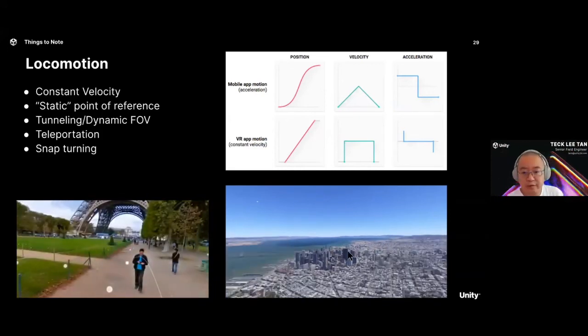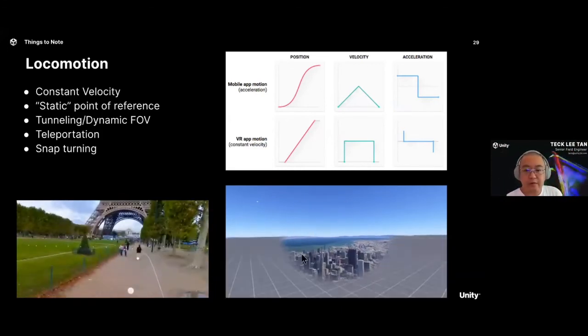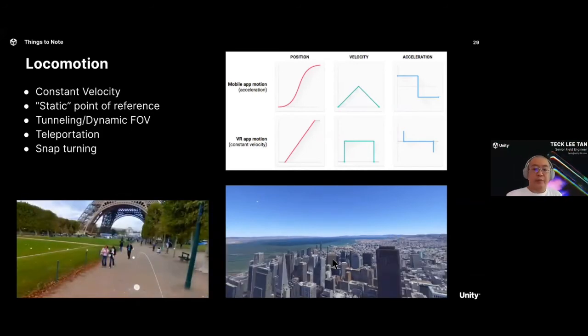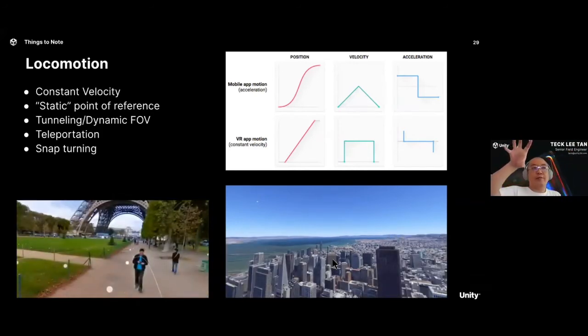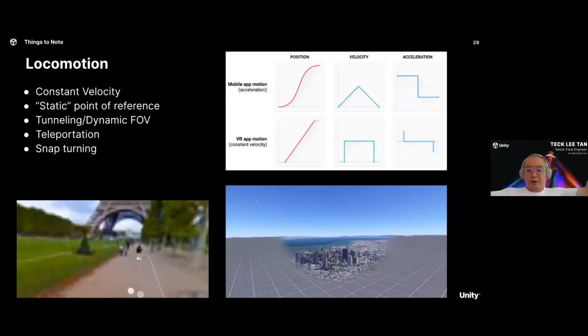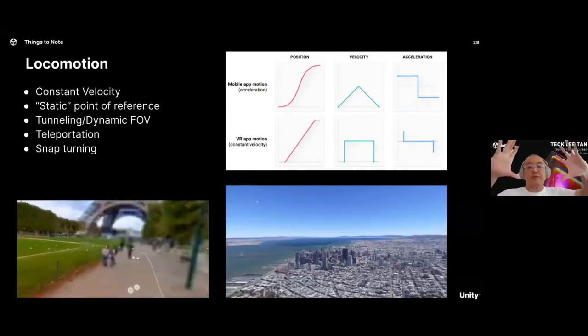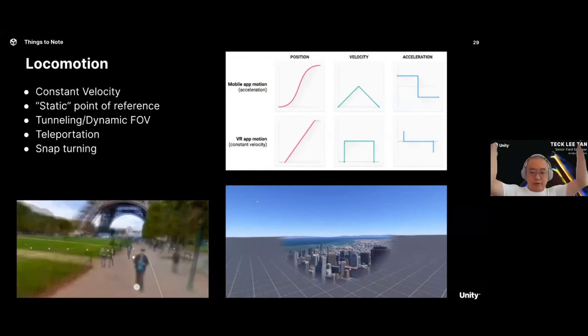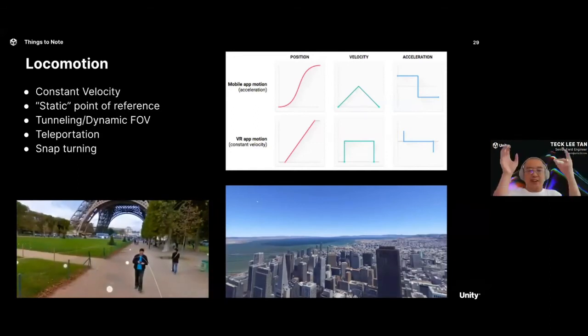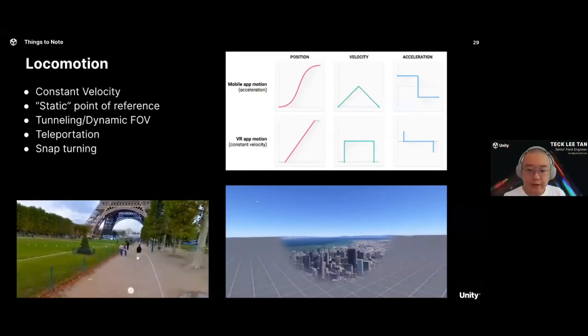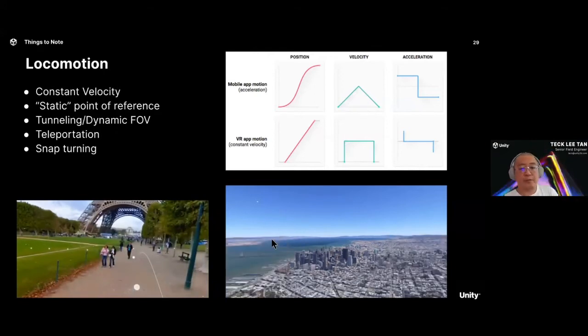Something that still tends to be done nowadays is dynamic FOV. This is a virtual static point of reference, because you get a kind of tunnel vision, right? You've got this literally static point of view around you, so it looks like you're looking through a window. That helps a lot with motion sickness.